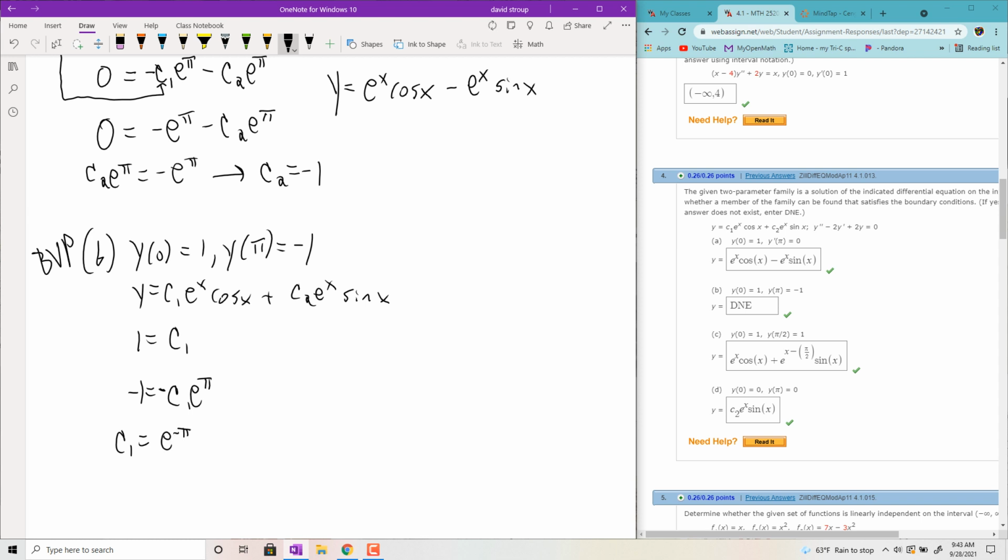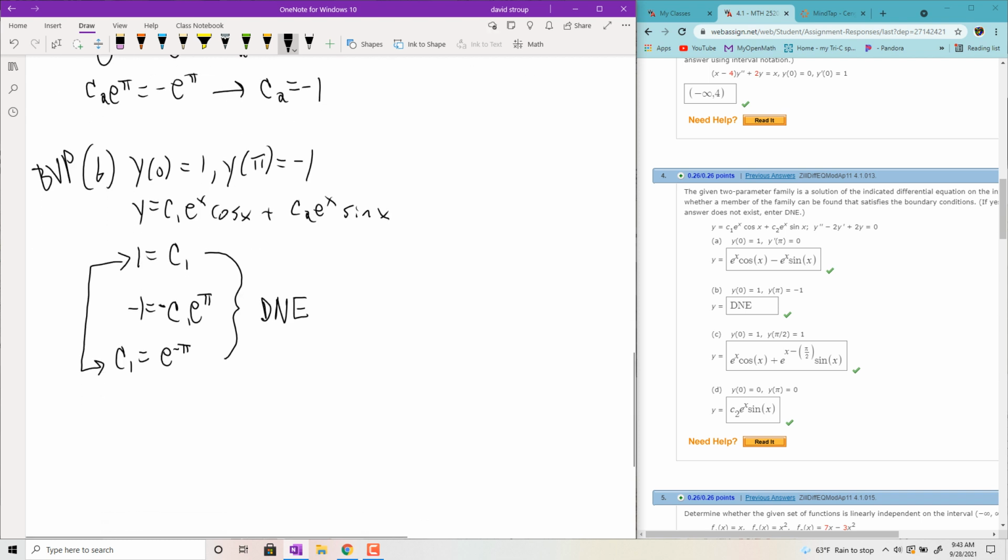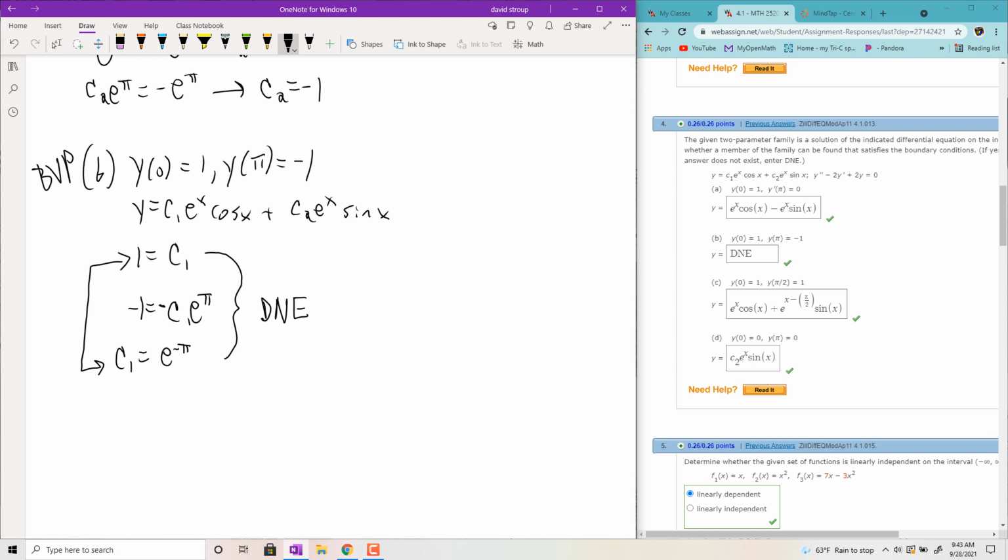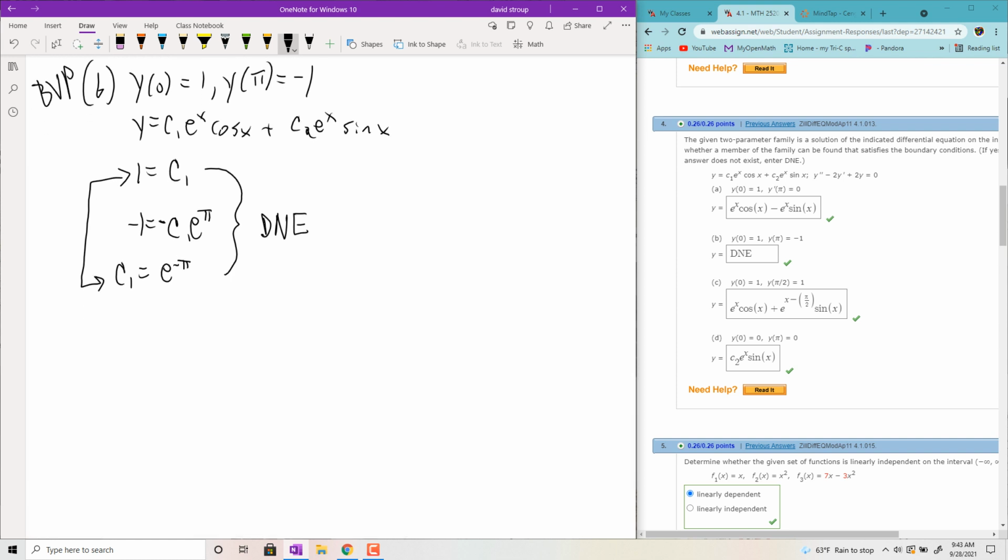Okay, and that's the problem, right? You can't have c1 equaling two different things. So those things together then imply that there are no solutions to this boundary value problem. Okay, so in the software, in the homework, you'll just write does not exist for your answer. Part C, you'll see you can have one solution resulting from that also is a boundary value problem. Part D is the infinite solution case.